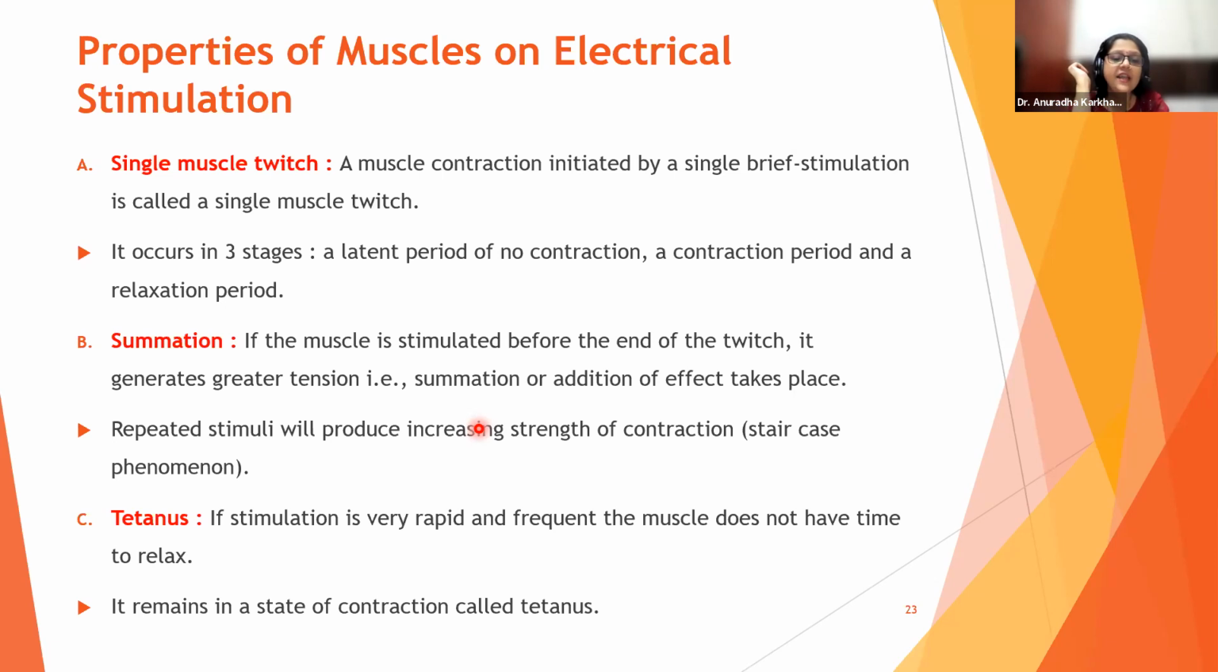See, then you have got a very important thing that is called as tetanus. If stimulation is very rapid and frequent, the muscle does not have time to relax. It remains in a state of contraction only, जिसको हम cramps बोलते हैं ना, muscle cramps कहते हैं ना हम लोग. It is actually scientifically called as tetanus.